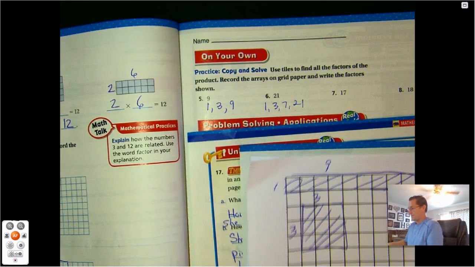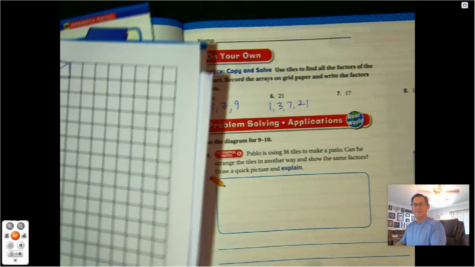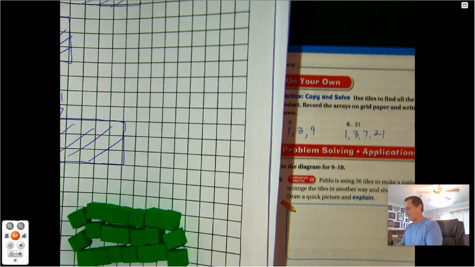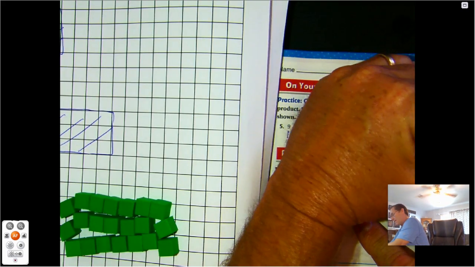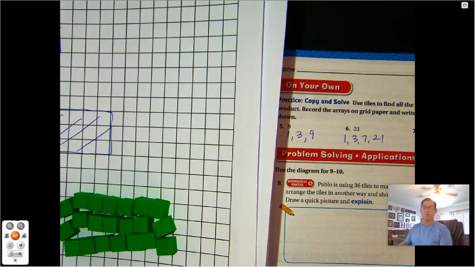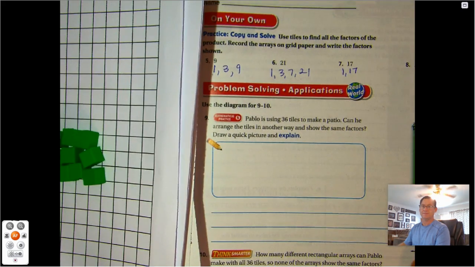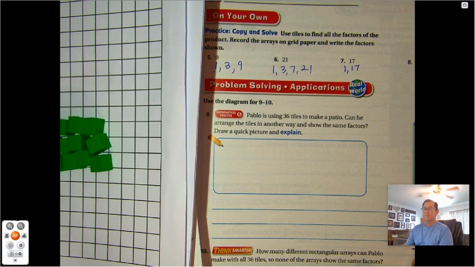Now, 17 is what we call a prime number. The only 2 numbers that are factors of 17 are 1 and 17. 2 we already know won't work because 17 is not even. 3: 3, 6, 9, 12, 15, 18. So 3 won't work. 4 we already said has even multiples.